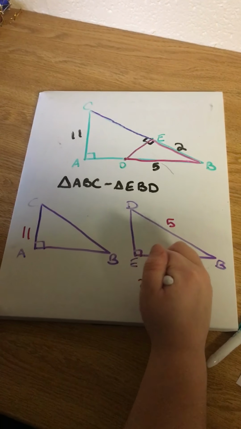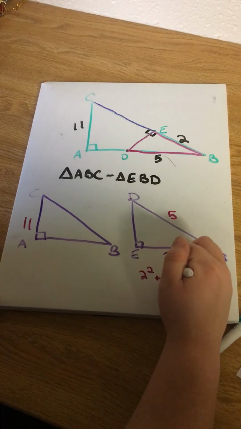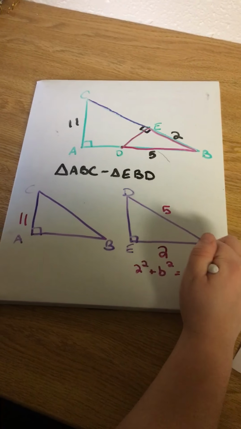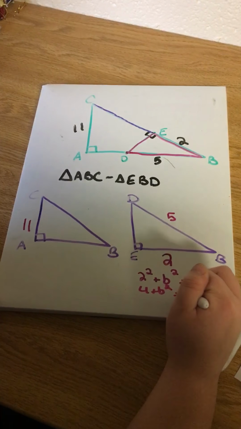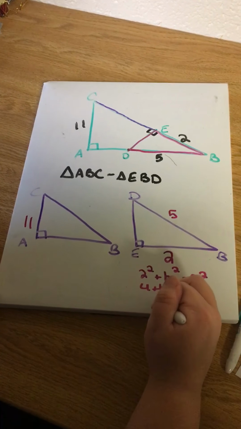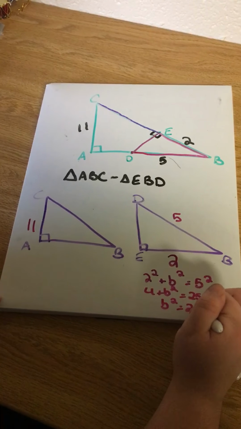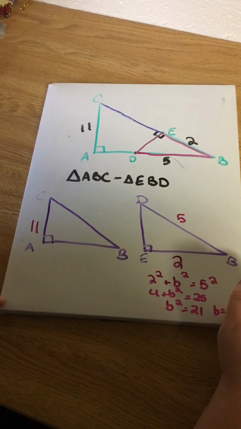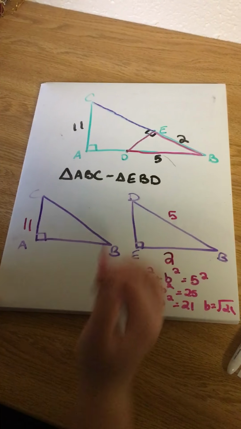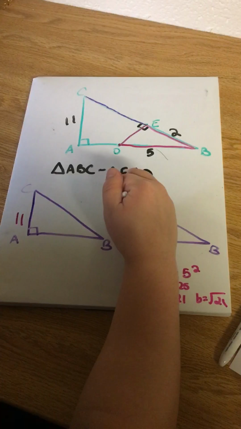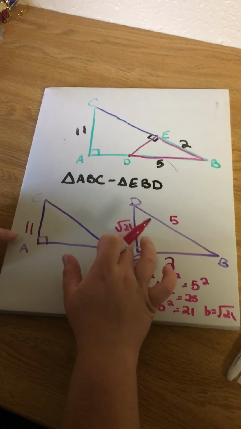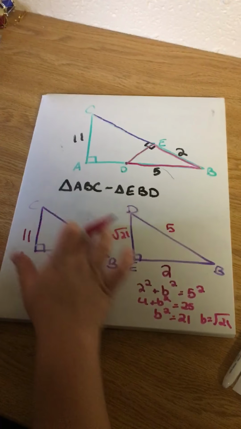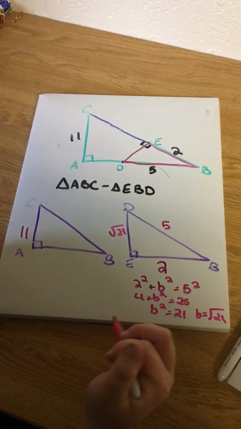So 2 squared plus B squared equals 5 squared. 4 plus B squared equals 25. B squared equals 21. B equals the square root of 21. So we know that this side length is root 21. So now that we have two corresponding side lengths, we can find this length by setting up a ratio.